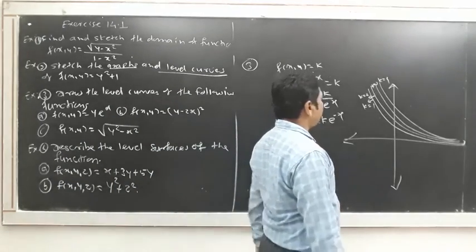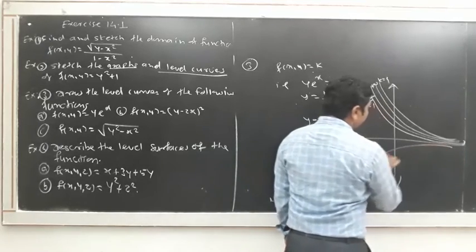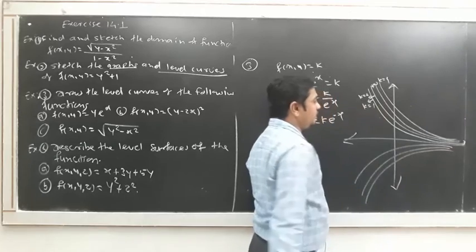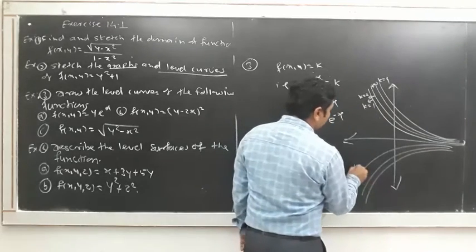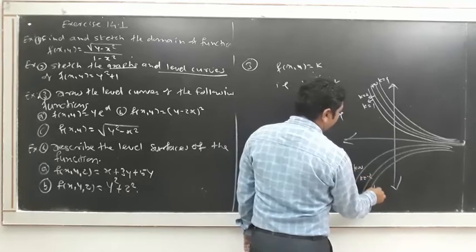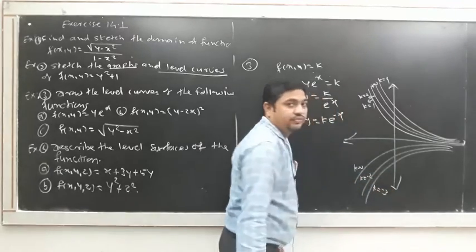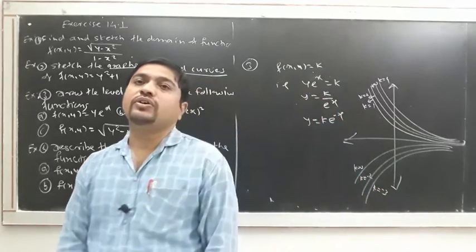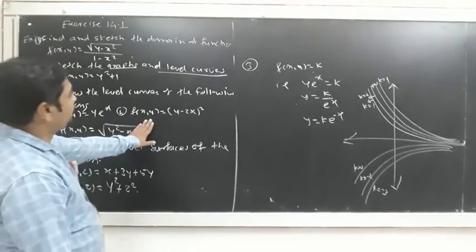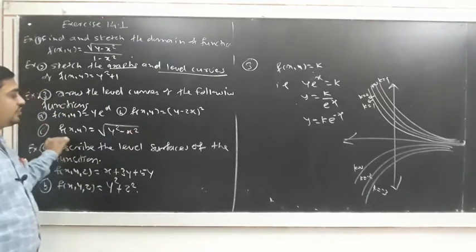If you take k equal to minus 1, minus 2, minus 3, then you can get the level curves like this. Similarly, you can draw the level curves of this function also, and this function also.